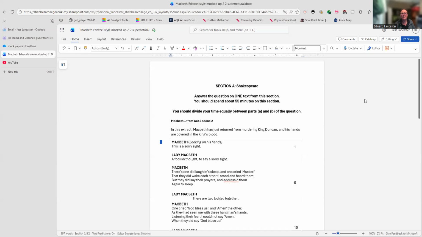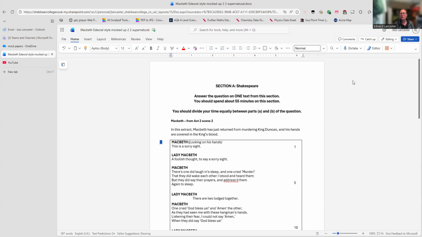Okay, hopefully you are now able to see our mocked up paper. Now, this is a paper that I have made for you just this afternoon, and it is one based on Act 2, Scene 2, and it is a little section there, and the whole text question focuses on the supernatural, which is something that we haven't yet seen on Edexcel, although I know you have on AQA. So it's just an area that's worth revising because it's quite prominent through the whole play.